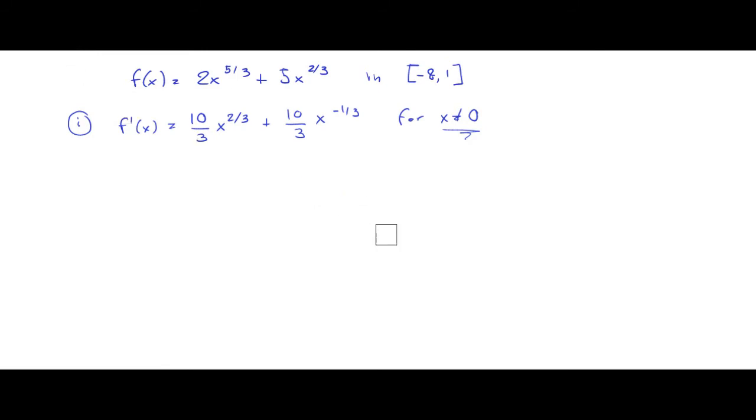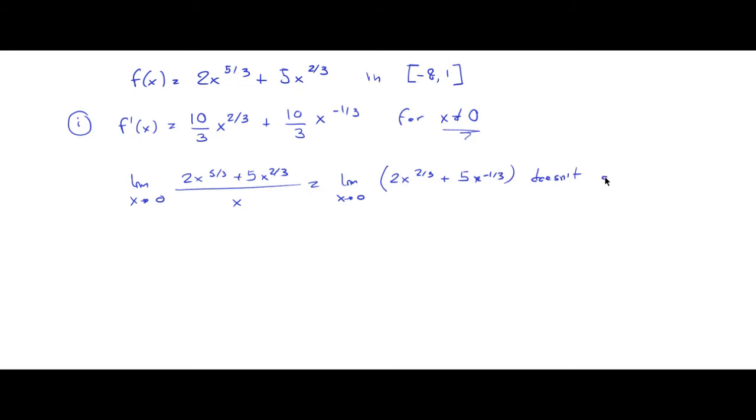So let's first compute the values that make this derivative 0. We have said this is not valid at 0, so let's see what the derivative is at 0. We have the limit as x goes to 0 of (f(x) minus f(0)) divided by x, where f(0) is 0. This is the same as the limit as x goes to 0 of 2x^(2/3) plus 5x^(-1/3). The problem is that this limit doesn't exist, because it is divergent. So the function is not differentiable at 0.